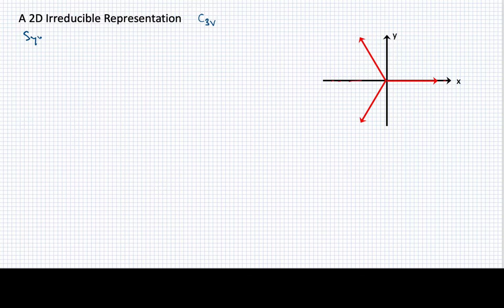Now, the symmetry elements for C3V consist of the following. We have a C3 axis of rotation, and I'm going to label that as the Z-axis for our purposes. And there are two possible symmetry operations that can be generated from that symmetry element. There are a simple rotation, a third of the way around, and two rotations, a third of the way around. So I'll call those C3 raised to the 1 and C3 raised to the 2.